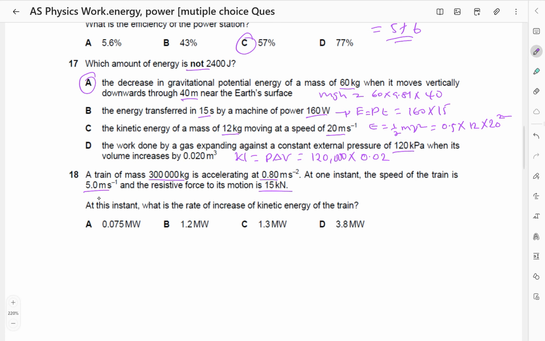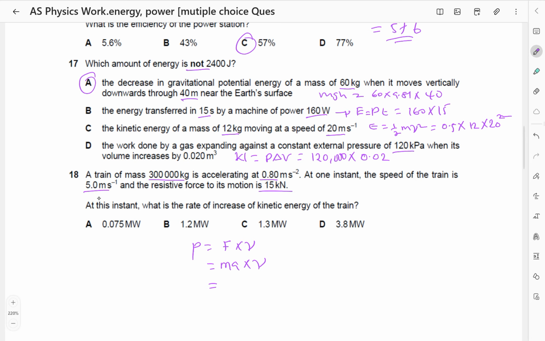So the work done, the rate is power. So we just want the rate at which the kinetic energy of the train is increasing, which is the power. Power can also be force times velocity. And the force will be the mass times the acceleration. Then we multiply this by the velocity.